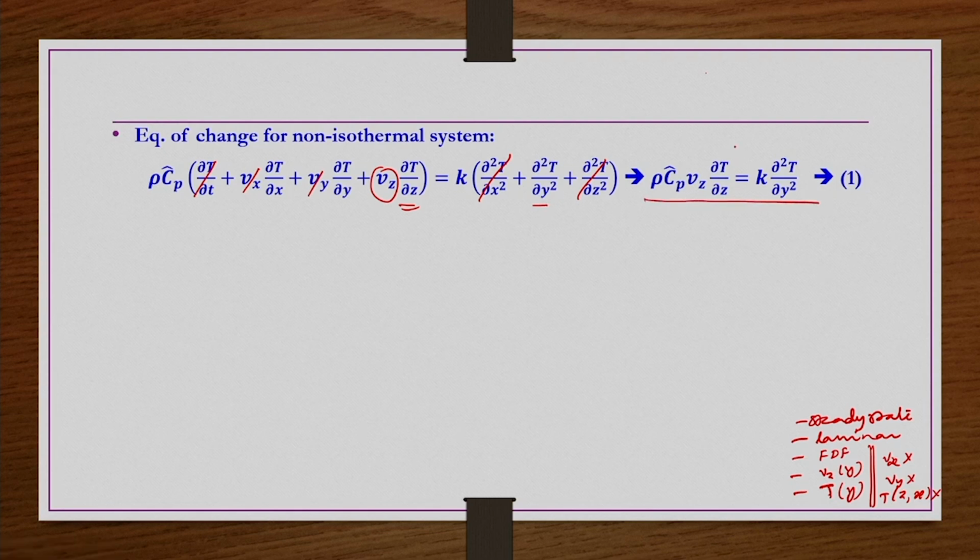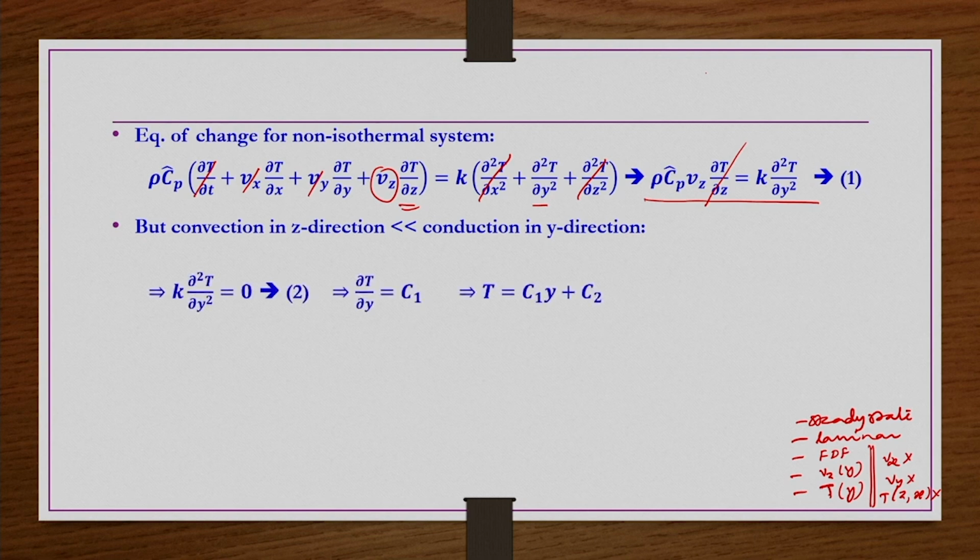Now from here this term can be cancelled out based on two constraints. One is that temperature is not a function of z, that is given. But from the physics of the problem, whatever convection is there in the z direction is very small compared to the conduction in the y direction. So by that constraint also we have k ∂²T/∂y² equals 0, and when you integrate you get T equals C1 y plus C2.